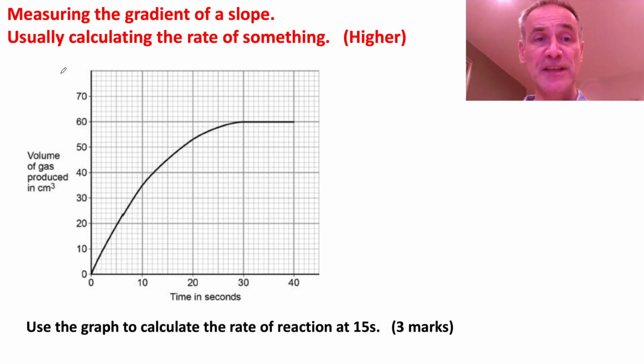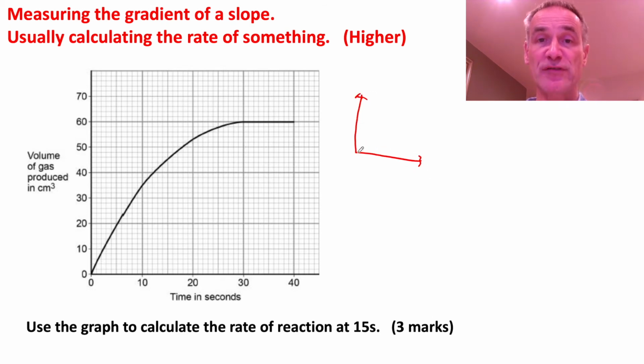So this one is how the volume of gas changes against time, and it says use the graph to calculate the rate of reaction at 15 seconds, so that is here. Now remember, rate is how much something changes against time. So it's actually the gradient of the graph. Now what we want to do is to draw a tangent at this point. I'm just going to show you, I'm going to sketch it here first of all.